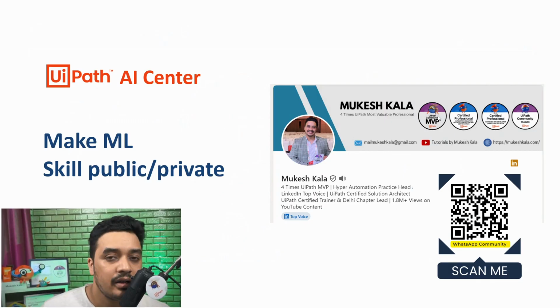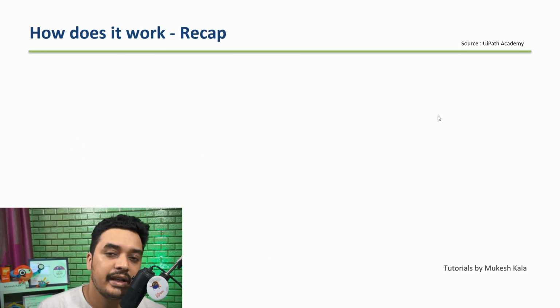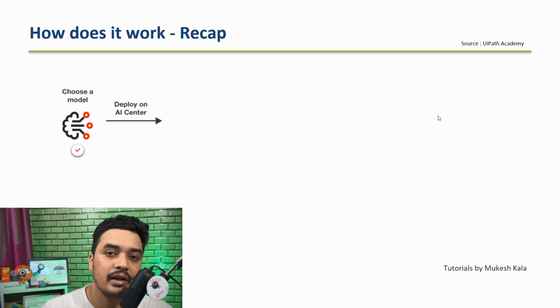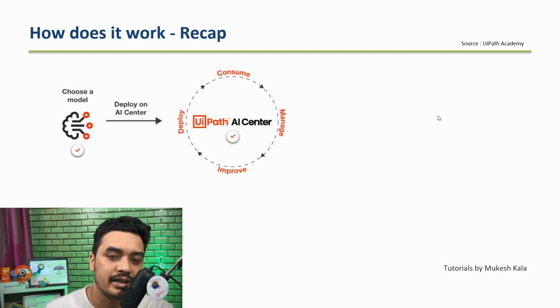Okay, so to get started, I will begin with a quick recap of how the model actually works. We have already discussed all of this in detail, so I'm not spending much time here. First of all, we have a model which is available with us, and then we deploy that model to something called AI Center. In the AI Center, we have options to deploy, manage and consume, where you can customize the model, train the model, select the versions, and all of that is done in the AI Center.